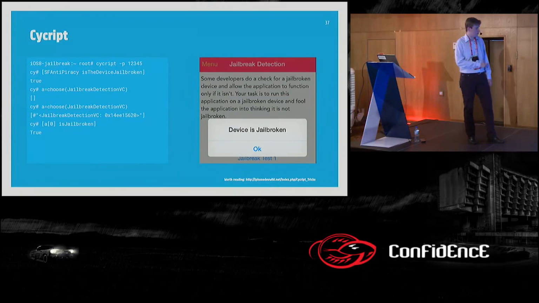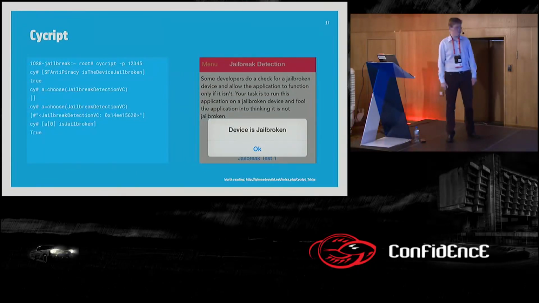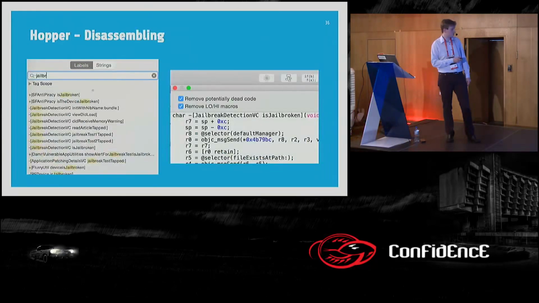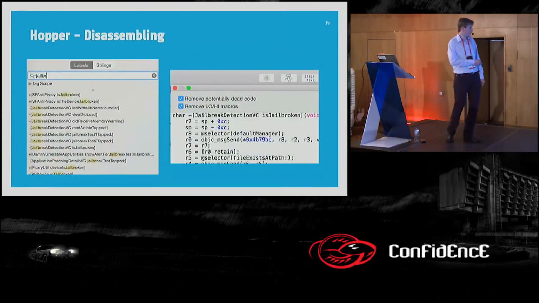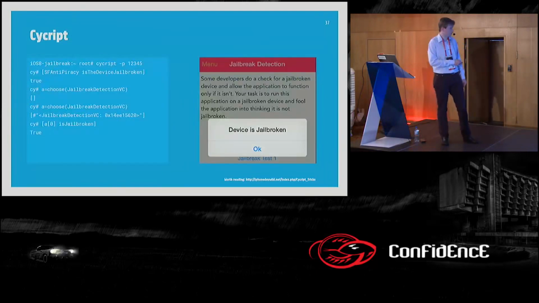So in this application, you have basically two buttons, one for jailbreak test 1 and one for jailbreak test 2. They employ two different methods, so we'll try to bypass this. When you click, it obviously says that the device is jailbroken. We want to bypass this. So we launch the script with -p, and this is the process ID. And remember that this SFAntiPiracy isJailbroken is a class method. We can call it on its own, right? So we do it here, and it returns true.